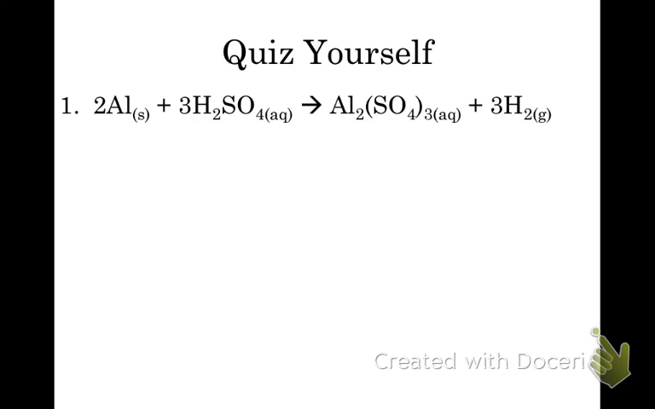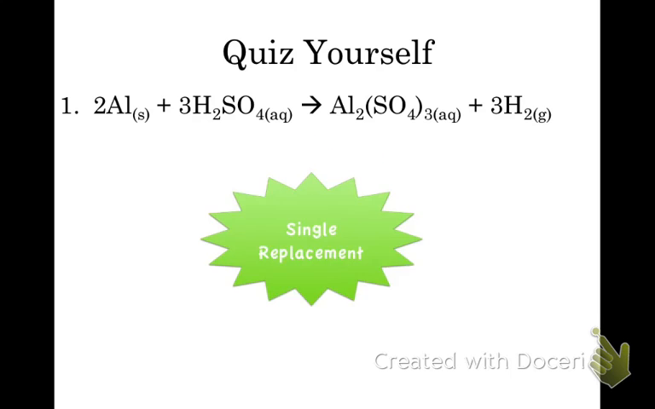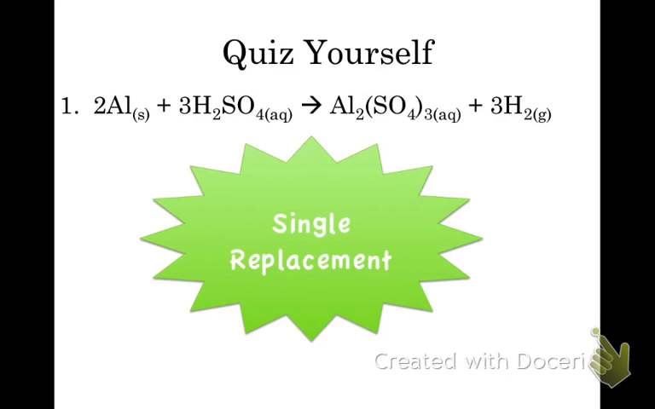So now we're going to quiz ourselves. We're going to check to see what type of reaction each of these are. So go ahead and make your decision. All right, and this one ends up being a single replacement reaction. Here, the aluminum will end up kicking out the hydrogen and forming with the sulfate at the end. So we have aluminum sulfate, and then hydrogen's all by itself, meaning not combined with another element. So this is a single replacement reaction.